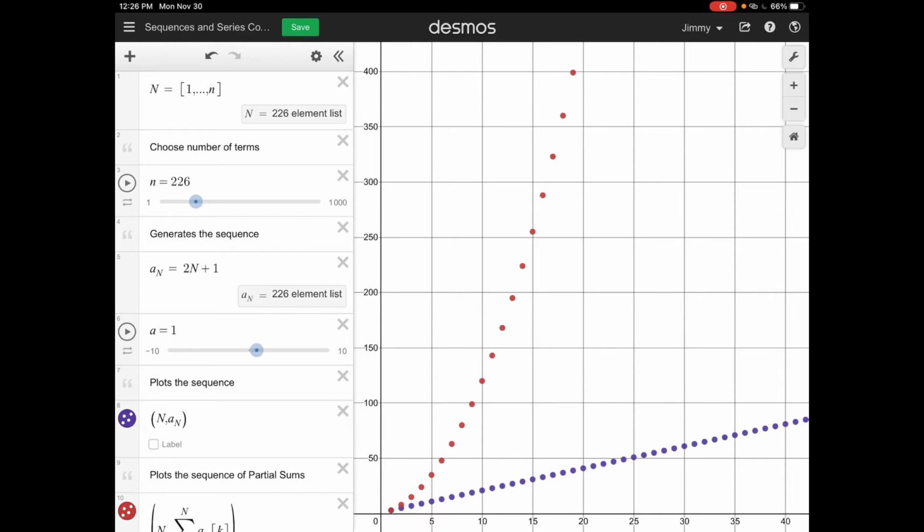You look at those red dots. If it actually converged, our red dots would be approaching a certain number whose value we could predict. In this case, it is not.